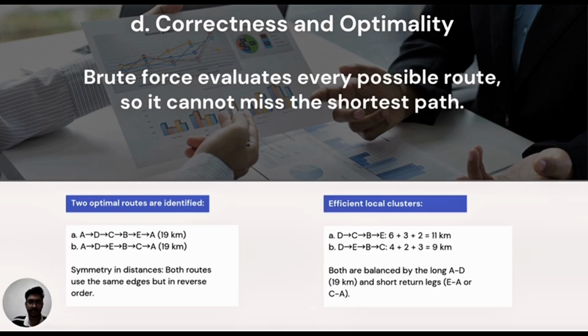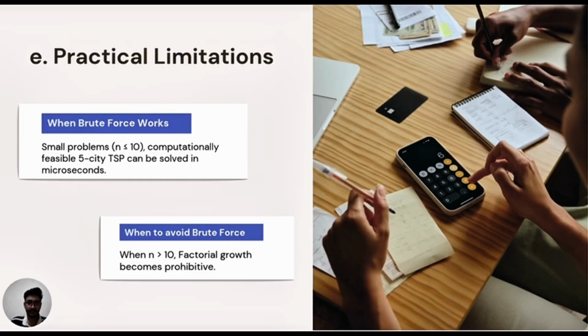Next is efficient local clusters. First one is D, C, B, E, which is 11 kilometers, and then the second one is D, E, B, C, which is 9 kilometers. Both are balanced by the long A to D, 19 kilometers, and the short return legs E to A or C to A. Next is practical limitations.